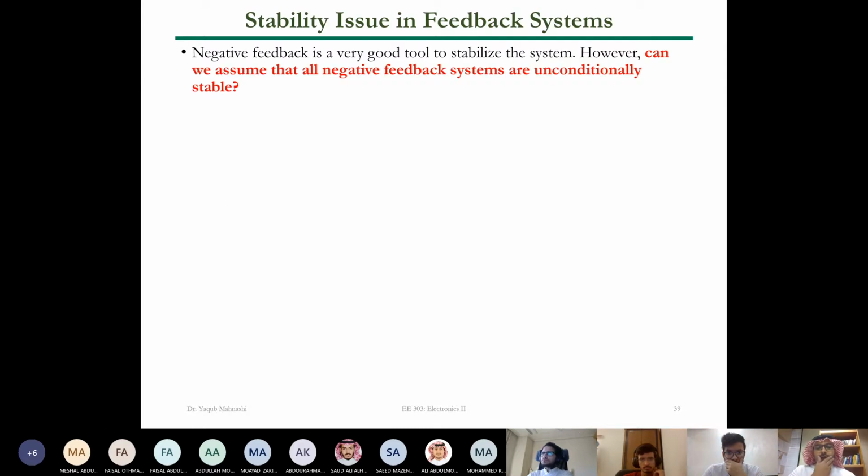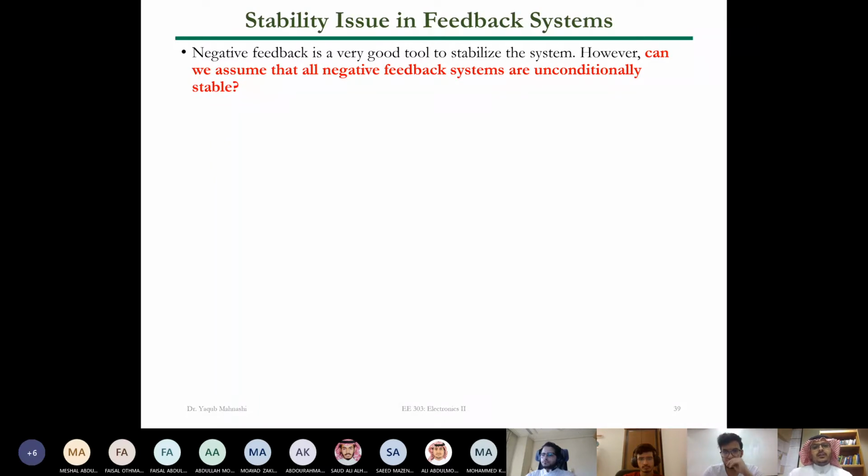Right. So now let's talk about the stability issue of the feedback systems. We mentioned previously that all negative feedback systems are stable when we are applying a negative feedback. This is the main idea. If we apply a negative feedback, we most likely get a stable system, and we also get improvement in linearity, bandwidth and other things.